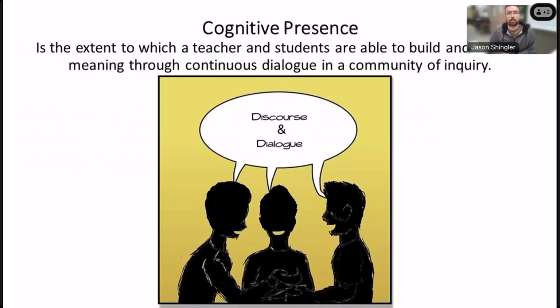So the next presence is going to be cognitive. It is the extent to which a teacher and students are able to build and confirm meaning through continuous dialogue in a community of inquiry.